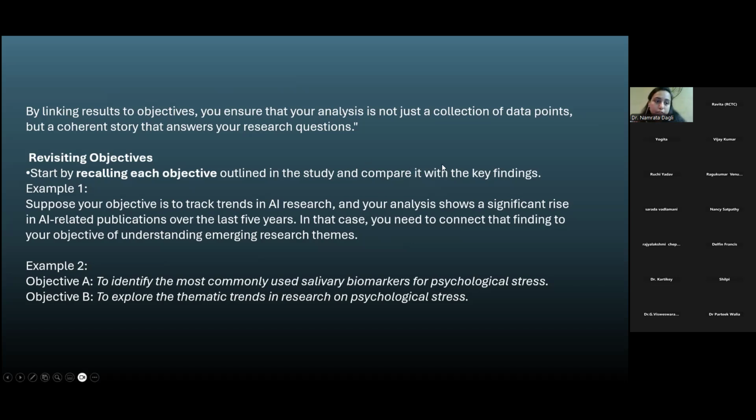Revisiting objectives. We need to think about our objectives and try to compare with our findings, and we should try to connect these two. Is the result or finding answering my question? We need to check that.